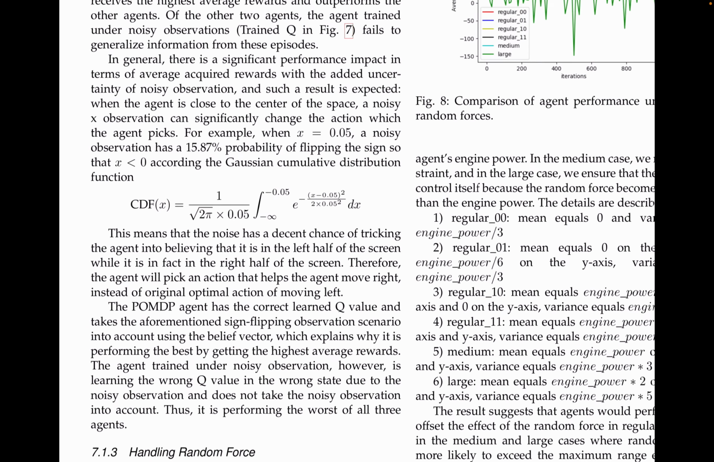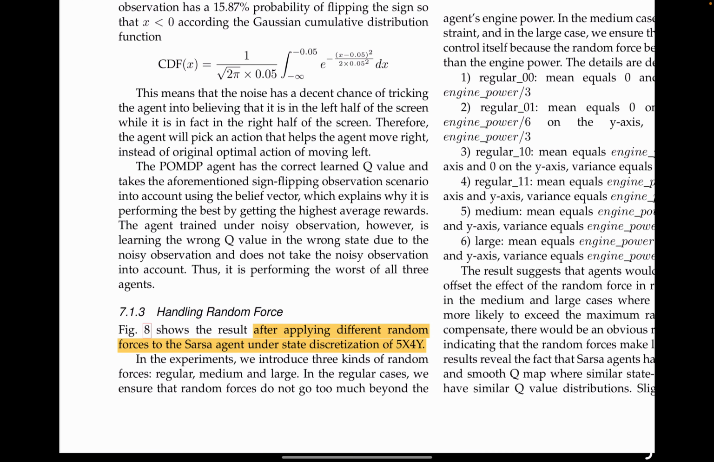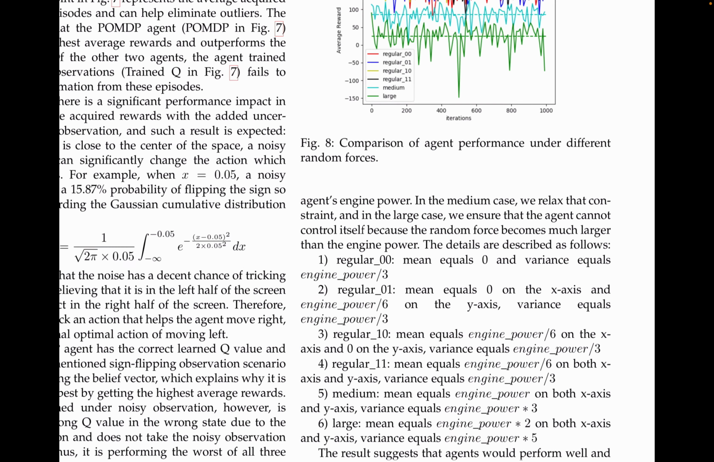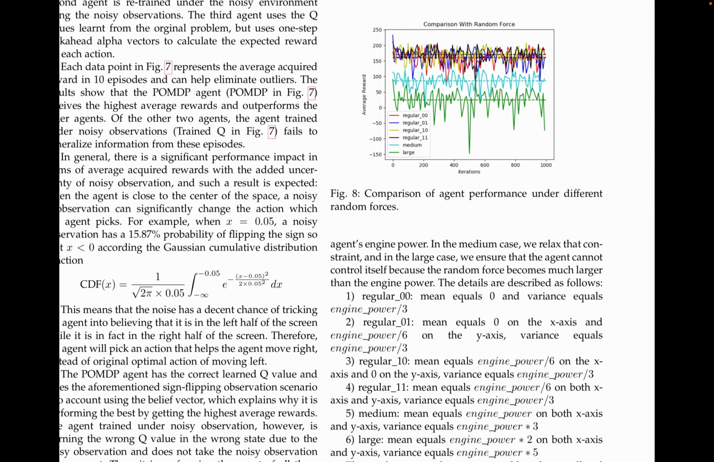Apart from that, there is one more thing, that is the random force. So what this random force handling is that after applying different random forces to the SARSA agent under state discretization of AX and 4Y, we have some random forces, say a regular force, a medium force, and a large force. In the regular case, we ensure that random forces do not go beyond the engine power of the agent. In the medium case, we relax the constraint, and in the large case, it totally goes out of its comfort zone. It's totally random, right? So it's not in control, I would say.